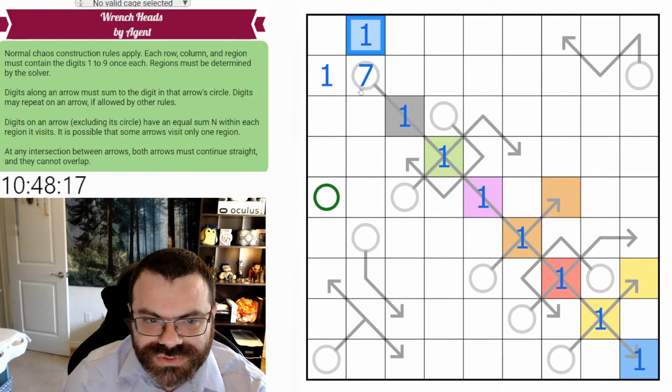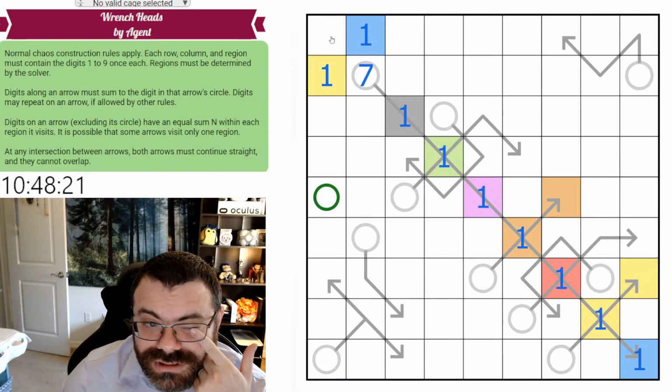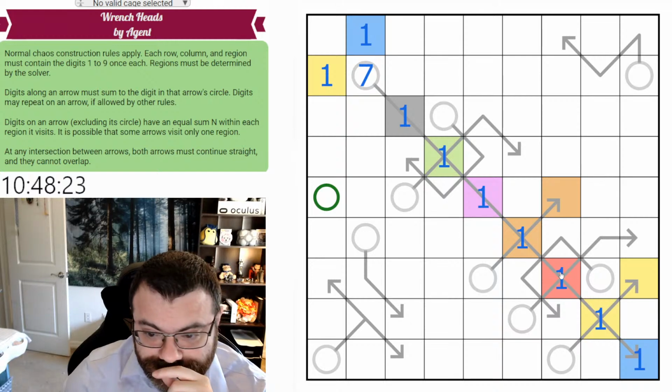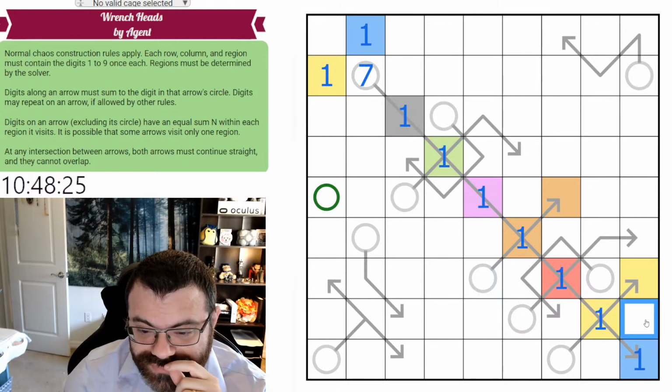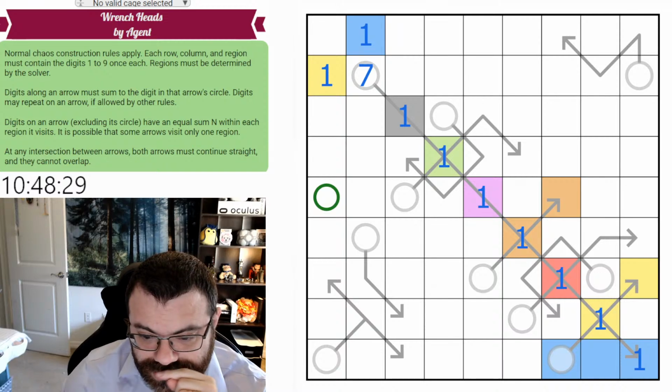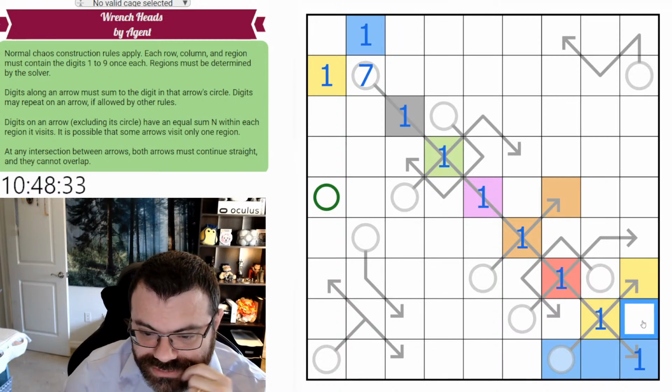So let's just repeat blue and yellow because there's no way they're reaching over there. And so even if this blue took this one, it has to escape. These yellows are going to connect somehow.